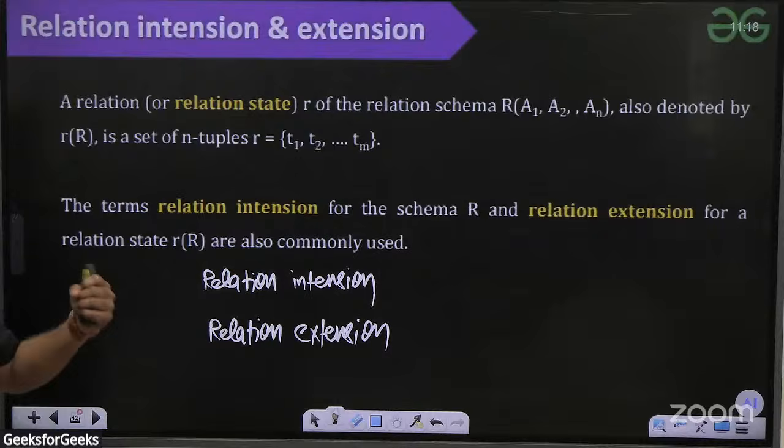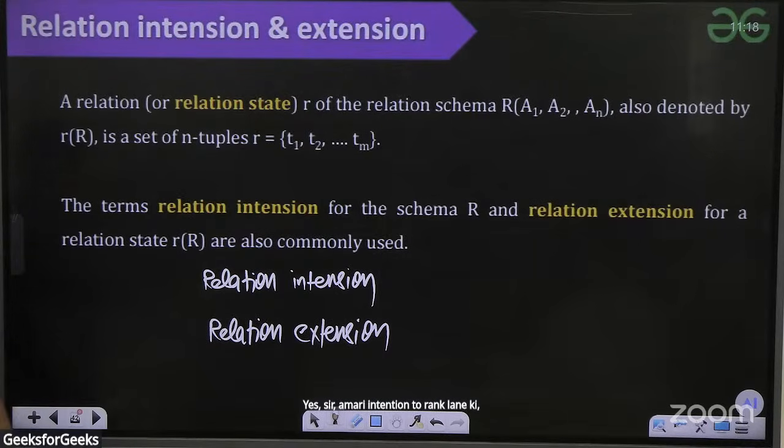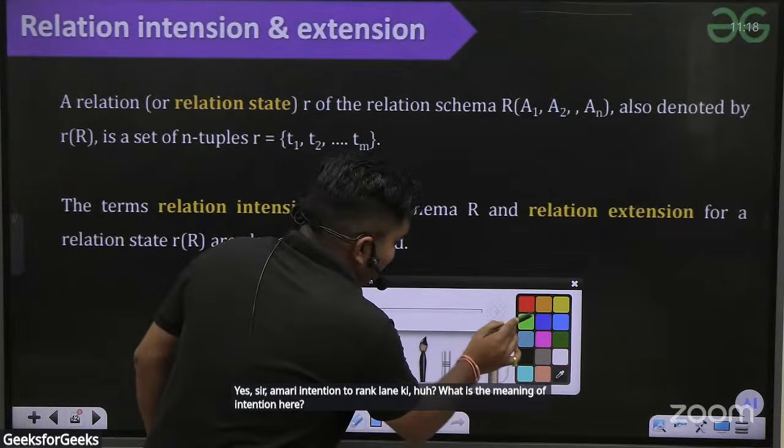Sir, our intention is to get a rank. What is the meaning of intention here? Intention.